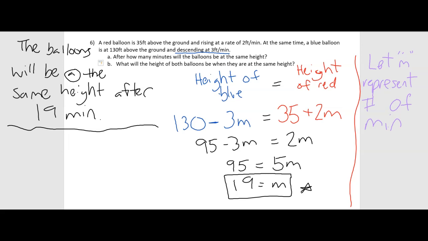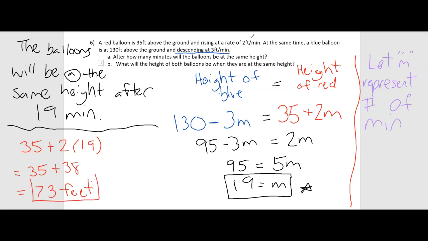So part B, what will the height of both balloons be when they are at the same height? Well, we can just choose the red balloon. So the red balloon started at 35 feet, and it went up by 2 feet per minute. So 2, and instead of m, we can write 19, because we're doing 19 minutes. That is equal to 35 plus 38, which is equal to 73 feet. So both balloons will be at 73 feet after 19 minutes. Height of both balloons.